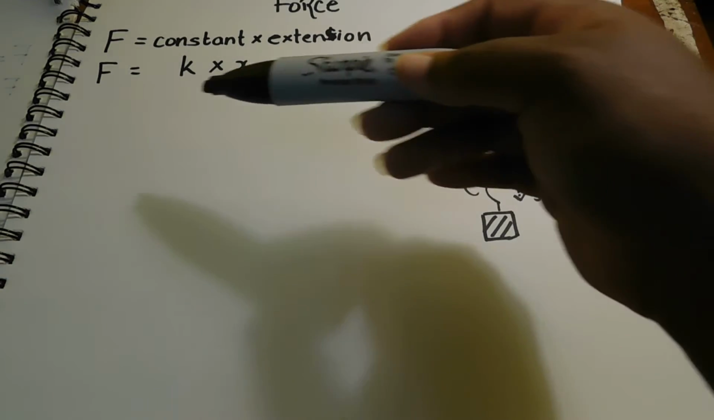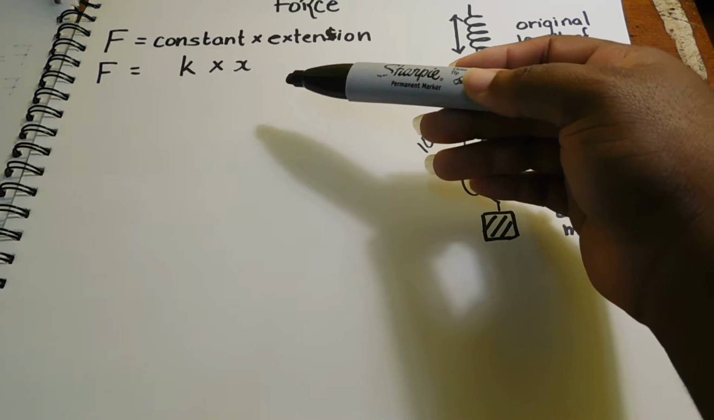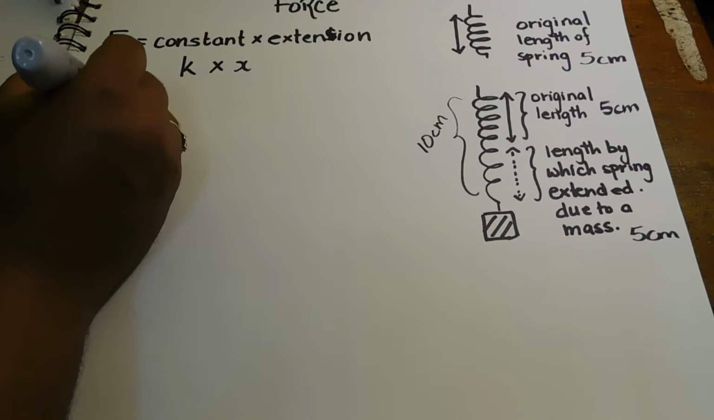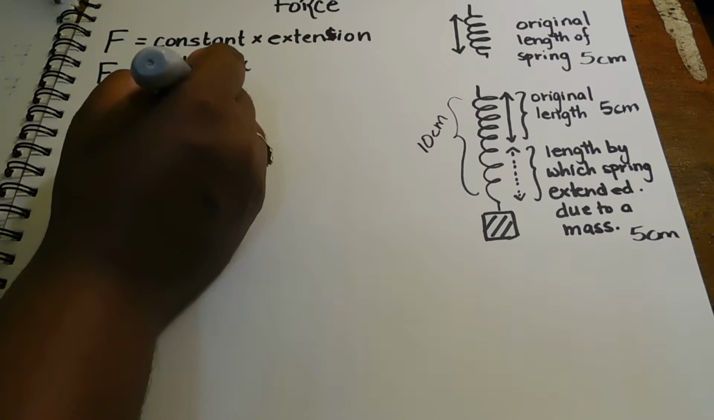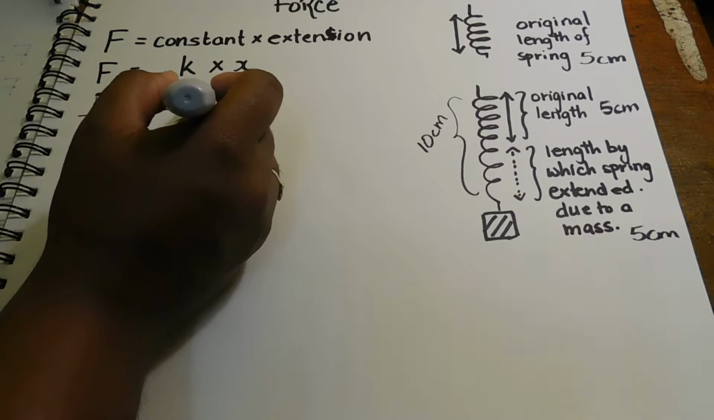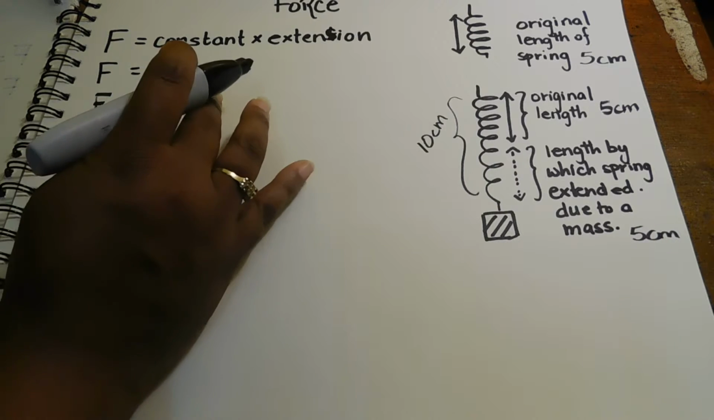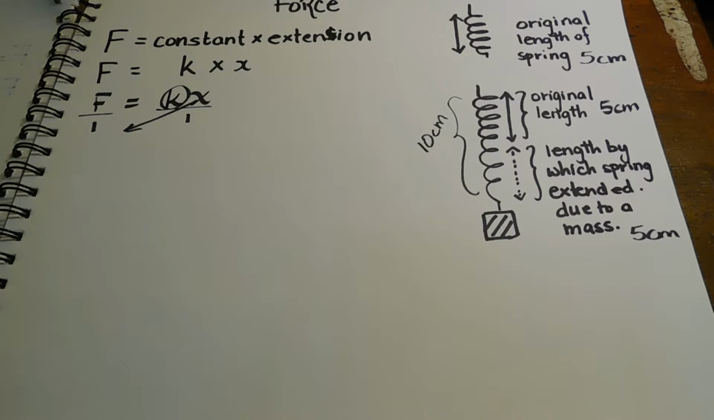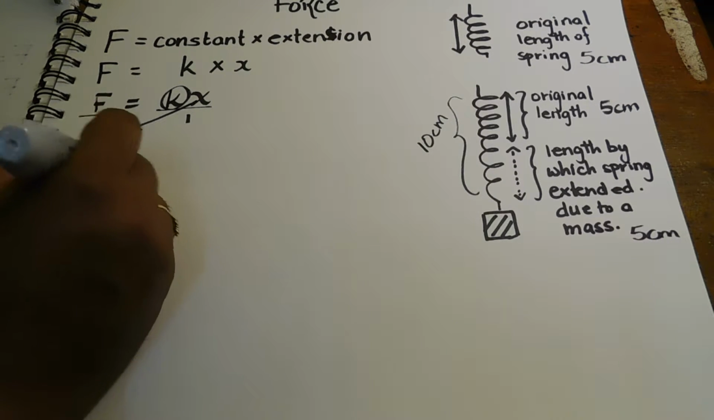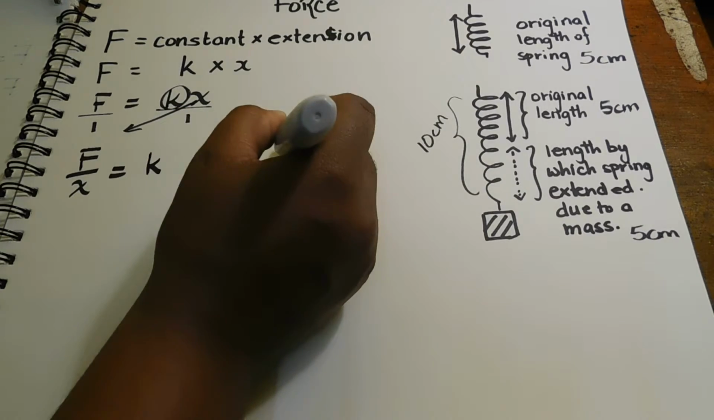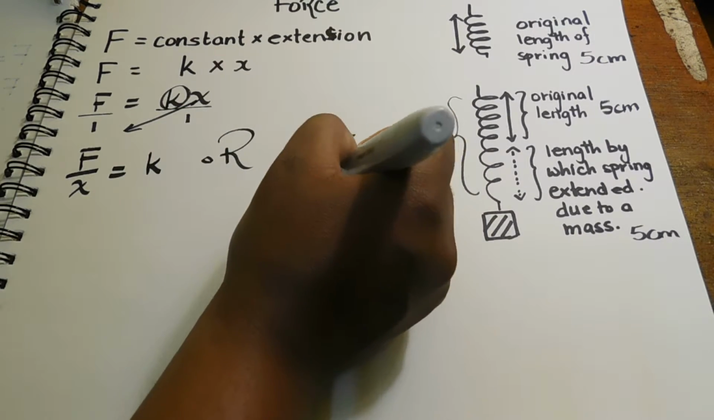So here we have F is equal to the constant times extension. What if you want to find K? What if you want to understand what the constant is? Well, again, F is equal to Kx. If I want to find the constant, I put everything over 1. You see how easy this is? And you just transpose x. X is on top, so it goes diagonally across the equal sign underneath F. Okay? So therefore, you would have F over X is equal to K, or K is equal to F over X.